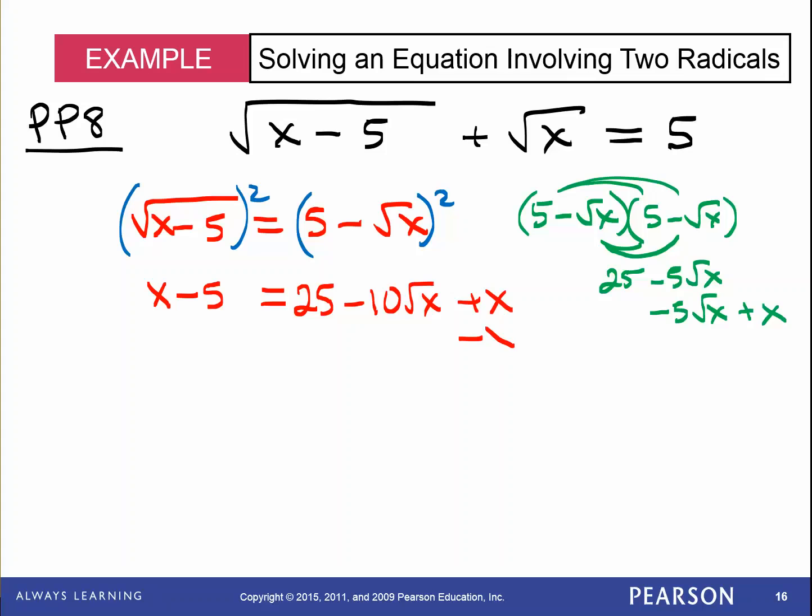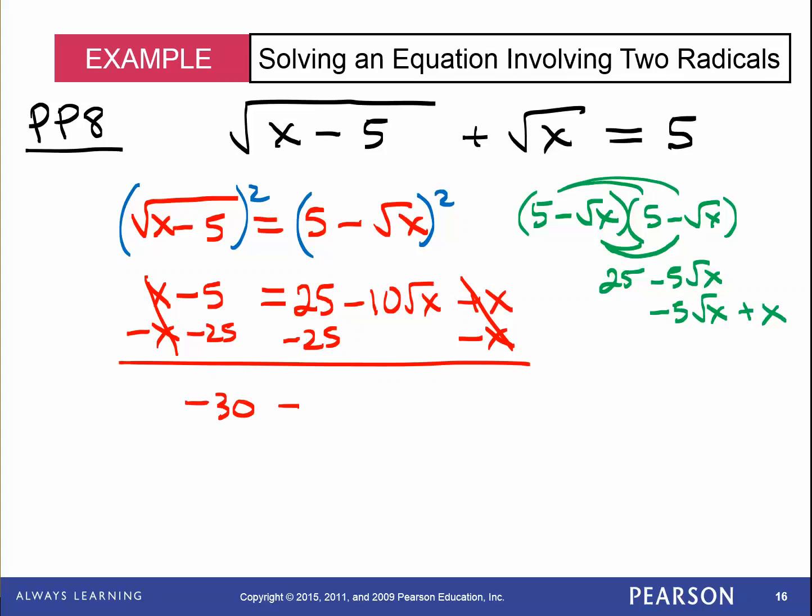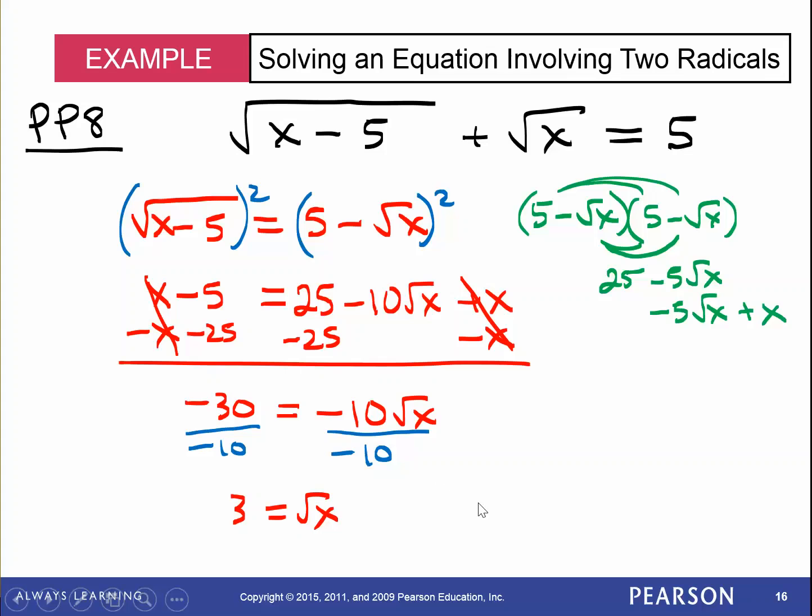All right, let's see what I'm going to do. I'm going to subtract x from both sides, and the x's go away. I'm going to subtract 25 from both sides, and if I do that, I give myself a negative 30 over here. On the other side, a negative 10 square root of x. And then I'm going to divide through by negative 10, so therefore, voila, I've isolated that radical by itself.